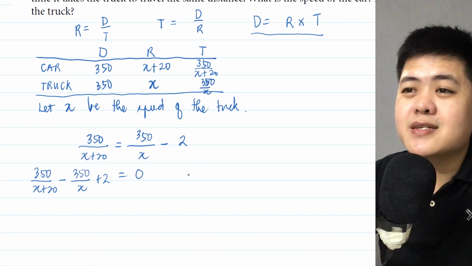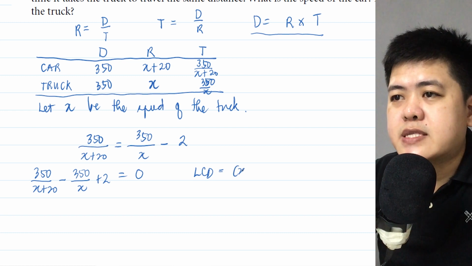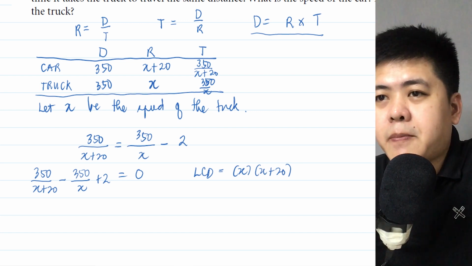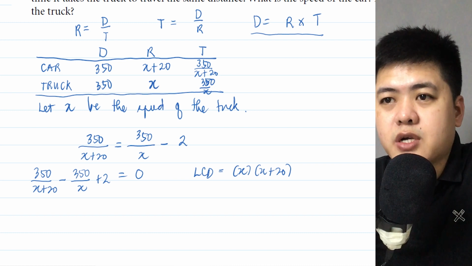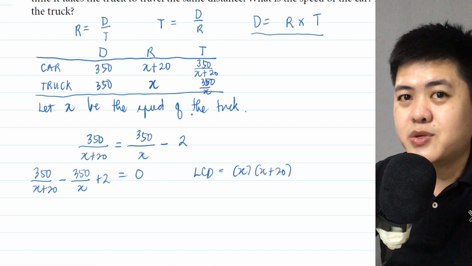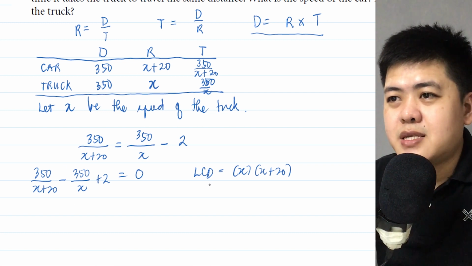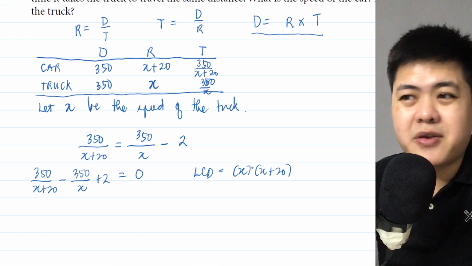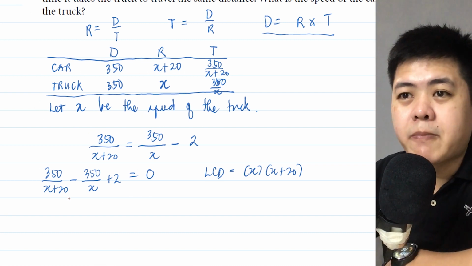Now, the LCD is equivalent to, what's this, x. I can see an x and I can see an x plus 20. LCD, kasi this is a rational equation that can be transformed into quadratic equation. So we can use the techniques that we learned. So, LCD is x times x plus 20. You can multiply everything by x times x plus 20. Okay, so this is how I do it.